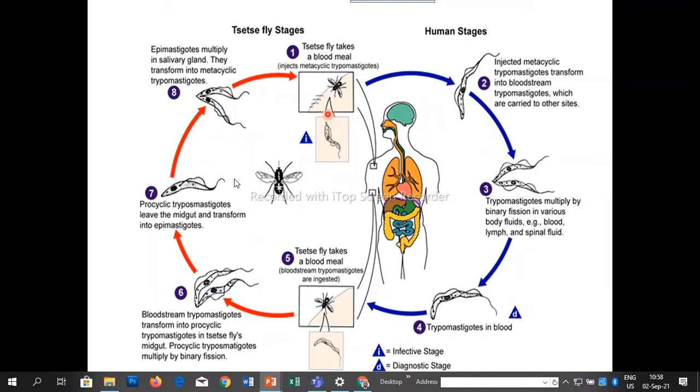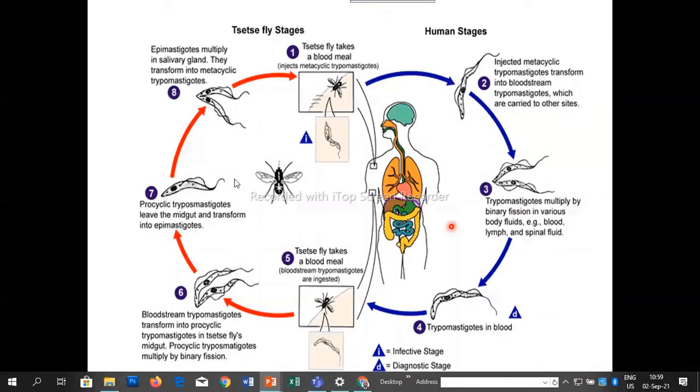So the life cycle occurs by a bite from a tsetse fly, or Glossina palpalis, which comes to take a blood meal and injects metacyclic trypomastigotes into the human being. Then this injected metacyclic trypomastigote will transform in the bloodstream into trypomastigotes, which are carried to other body sites. Trypomastigotes will multiply by binary fission in various body fluids: in the blood, in the lymphatic fluid, and even in the cerebrospinal fluid.